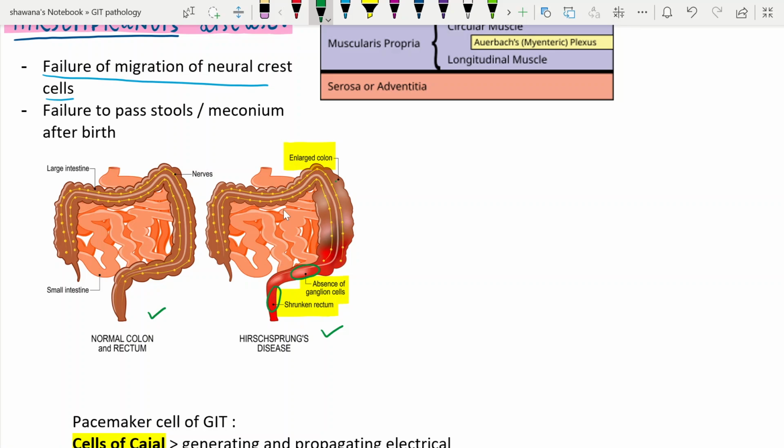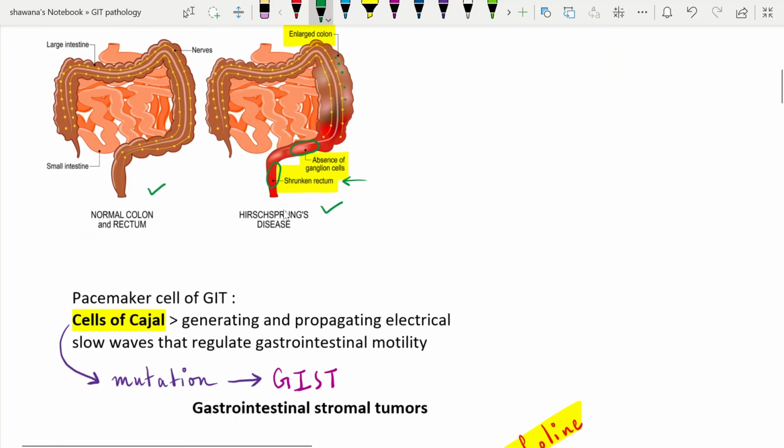And in the rest of the GIT you can see the yellow dots, which represent the nerves or neurons or ganglion cells, but in this shrunken part of the rectum, you cannot see the ganglion cells. So this is Hirschsprung's disease, and the children scream due to the pain, and they cannot pass the meconium or the stools after birth.